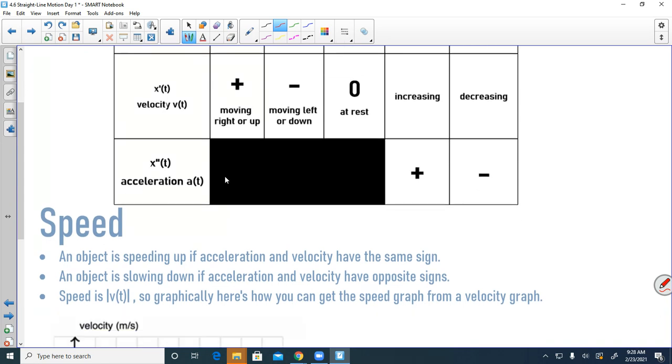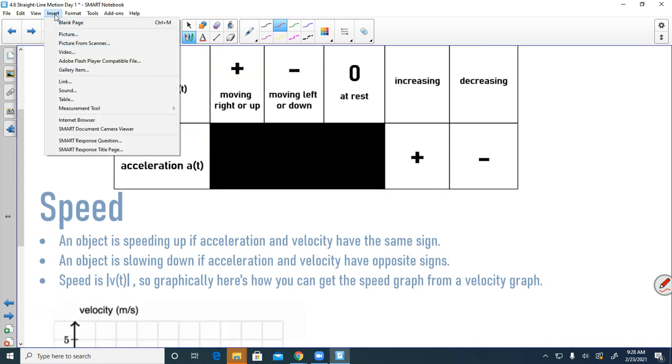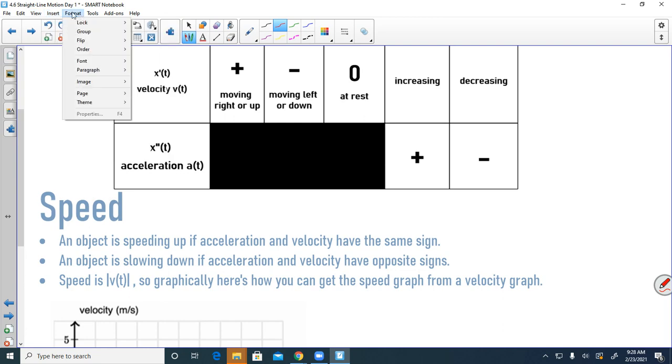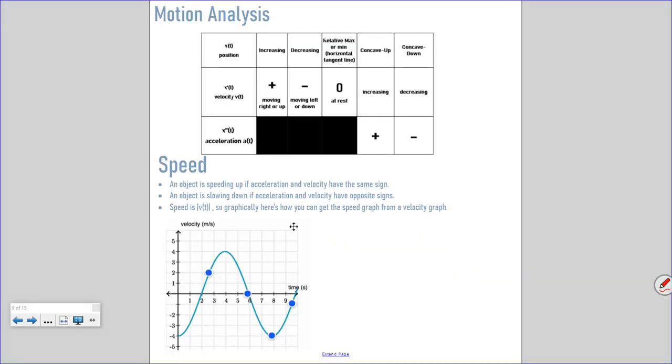Okay. And then speed, let's just look at this all together at one time. View, full screen, there we go. Speed, I'll also ask you about speed. Here's how you can tell. You can tell about speed two different ways. The first way is right here. An object will be speeding up if the acceleration and the velocity have the same signs. So let's say acceleration were positive and velocity were positive, then that would mean the particle would be speeding up.